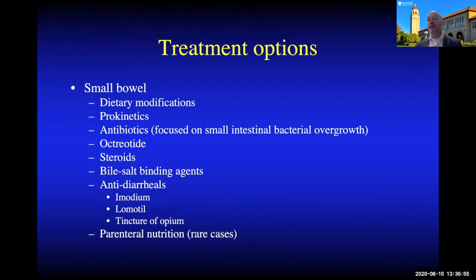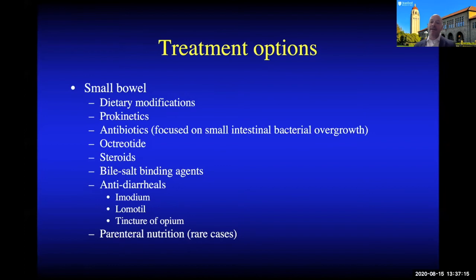Octreotide is one that's a nightly injectable med that can increase motility in the small bowel, which then decreases the gut bacteria load. And then we have a whole category of medications where we can use them to try and slow diarrhea. With that, the main ones are typically Imodium as well as Lomotil.